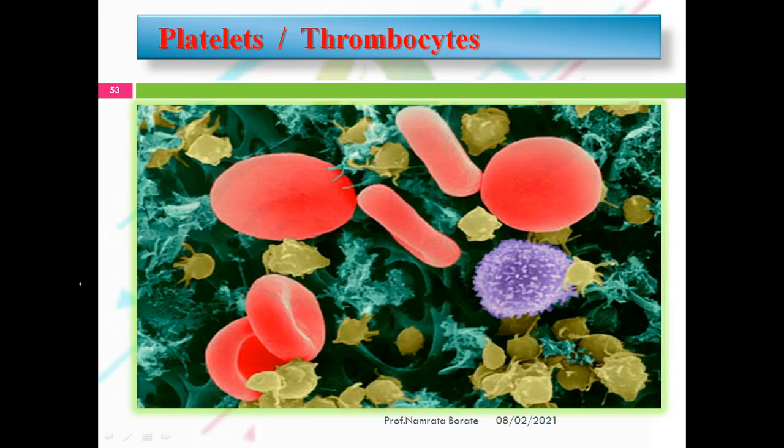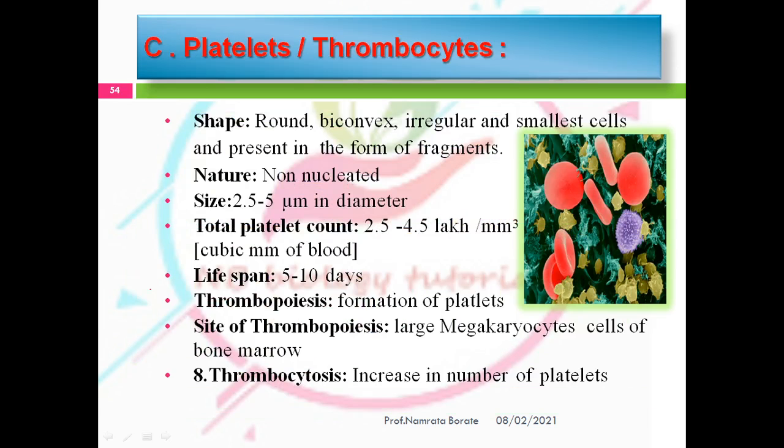You can see here there is the presence of the RBC cell, then the WBC cell, and this cell is the platelet cell. So you can understand very well. The first thing we see is the characteristic features of this platelet cell.